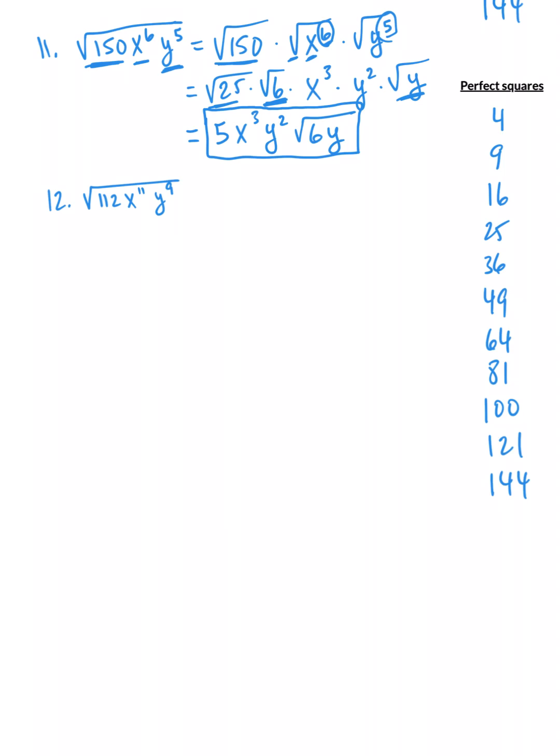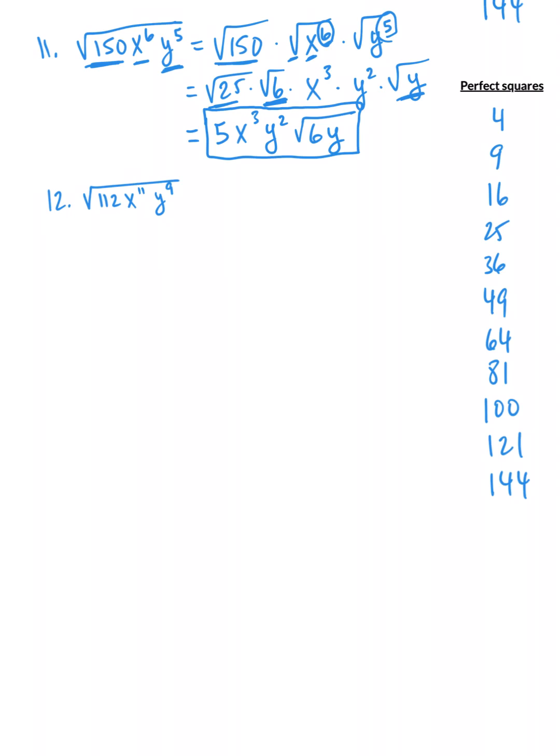The next example will be the square root of 112 times x to the 11th times y to the 9th. I'm going to write this a little bit differently from the way that I wrote the last one, just so you can see a different style, and then you can decide what you like better.